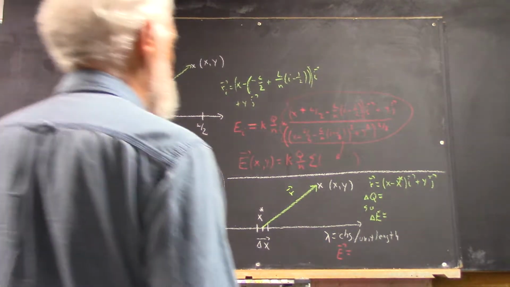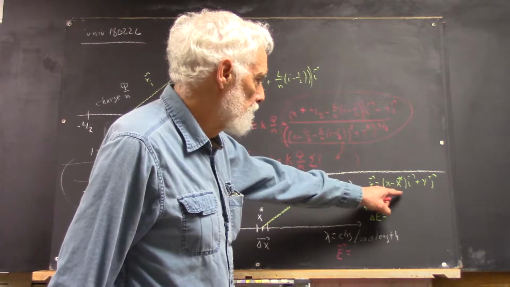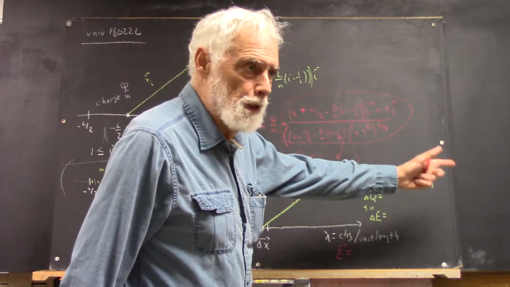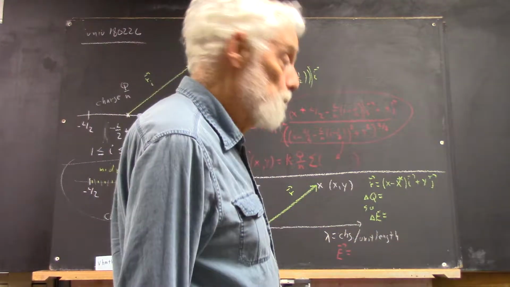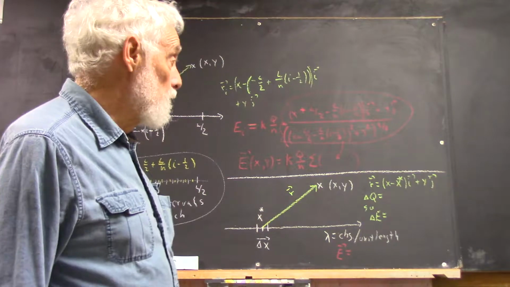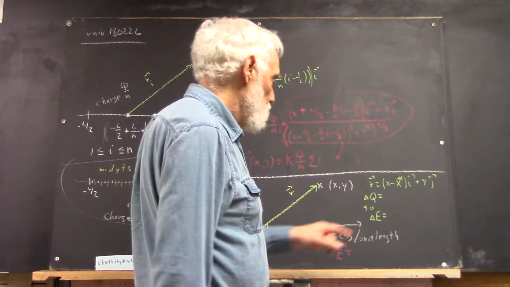Okay, well, very clearly your R vector is just x minus x star i plus yj. Everybody got that instantly, which means you made great progress, even though it took a little while. Okay? What's your delta Q?